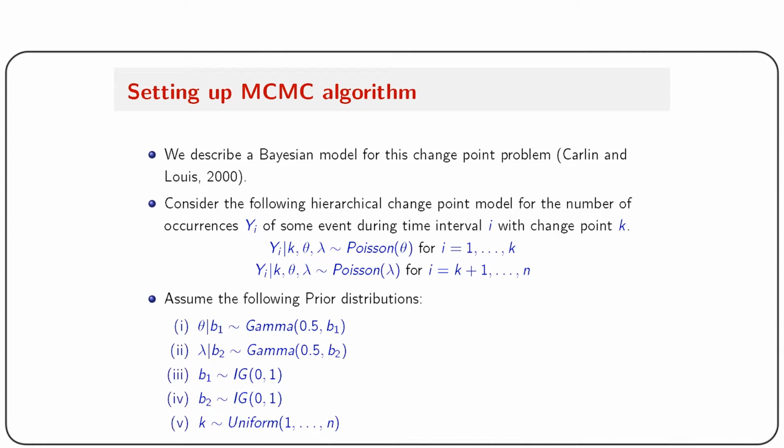So we describe a Bayesian model for this change point problem. Consider the following hierarchical change point model for the number of occurrences y_i of some events during the time interval i with change point k. y_i given k, theta, lambda is Poisson with parameter theta for i up to k, and y_i given k, theta, lambda is Poisson with lambda after that. Assume the following prior distributions: theta given beta 1 is a gamma prior with 0.5 and beta 1, and lambda given beta 2 follows a gamma distribution with 0.5 and beta 2. Beta 1 is an inverse gamma distribution with 0.1, b1, and beta 2 is an inverse gamma distribution with 0.1, b2, and k follows a uniform distribution from 1 to n.